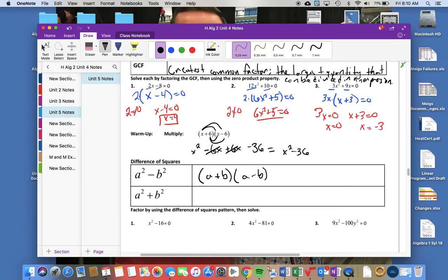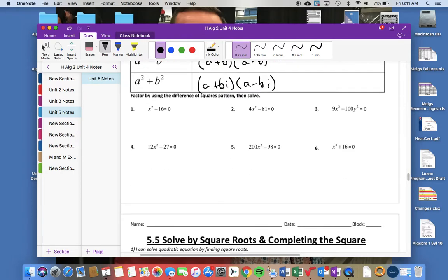I wanted to show you that. Now, here's the deal with a squared plus b squared. Typically, you will not be able to factor with addition here, but it actually turns out that you can. You just have to use complex numbers. And so a plus bi, a minus bi is the difference there. All right, so let's take a look at how we can use this to maybe help out with factoring.